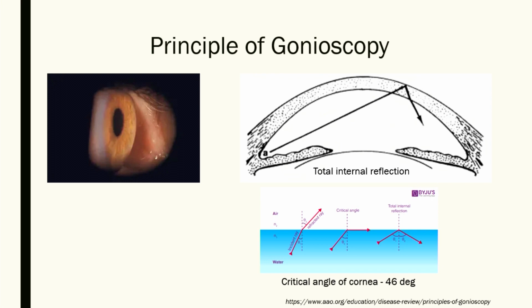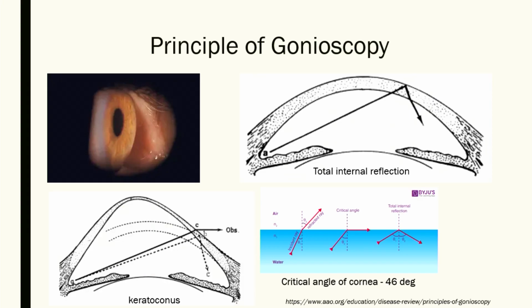So as we know, when a ray of light is going from an optically denser to an optically rarer medium, it gets refracted further away from the normal. At one angle of incidence, the refracted ray goes perpendicular to the normal, and this angle is called the critical angle. Any angle of incidence greater than that will cause the light to undergo reflection back into the media. The critical angle for cornea-air interface is 46 degrees.